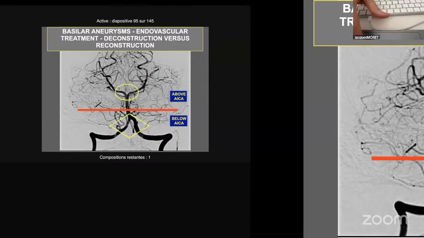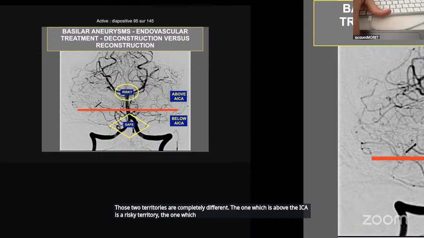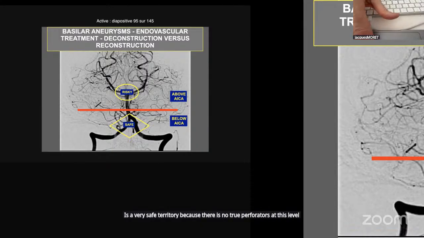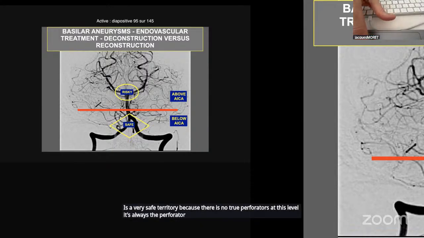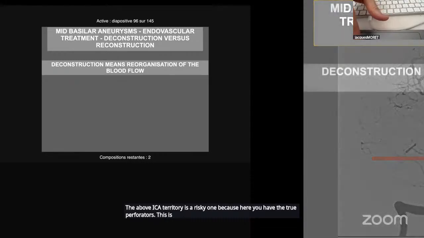Those two territories are completely different. The one which is above the ICA is a risky territory. The one which is below the ICA is a very safe territory because there is no true perforators at this level. It's always the perforator, or the so-called perforator, at this level are joining a PN network, and it's never a true perforator, which is not the case here at the upper part. The above ICA territory is a risky one because here you have the true perforators. This is something that you really have to keep in mind.